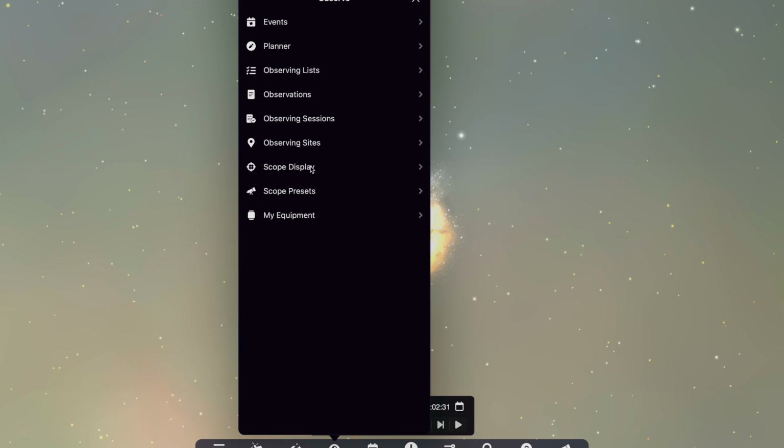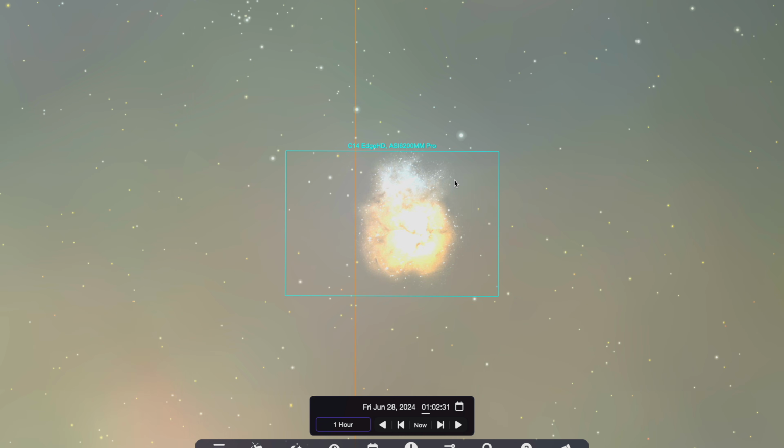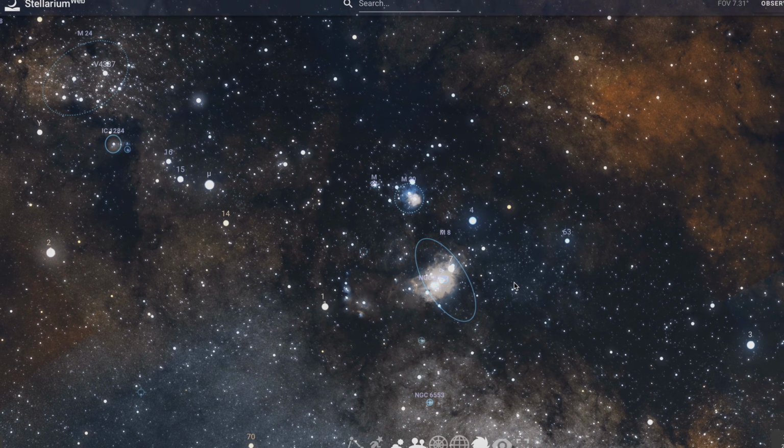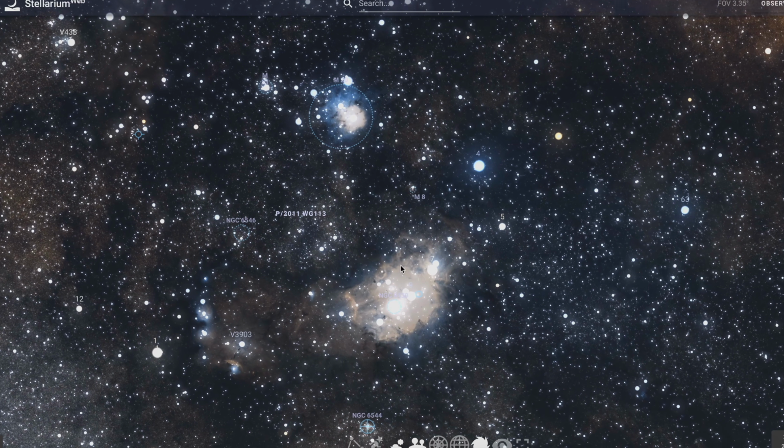Now, let's take a look at a couple of popular options: Sky Safari, Stellarium, and Telescopius. These tools all allow you to input your telescope and camera setup, and they will overlay your field of view rectangle on a map of the night sky, helping you plan for your imaging targets. This is my personal favorite, Sky Safari. You can enter your telescope's focal length and camera sensor size to see exactly what will fit within your frame. Stellarium offers a very similar functionality, allowing you to visualize your field of view against celestial objects in real time.